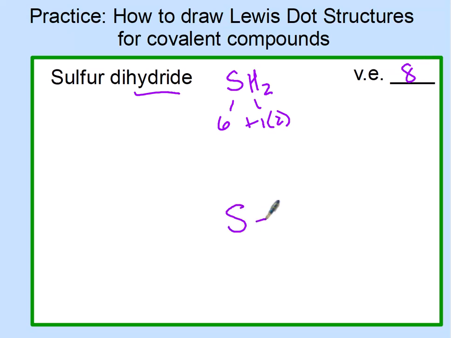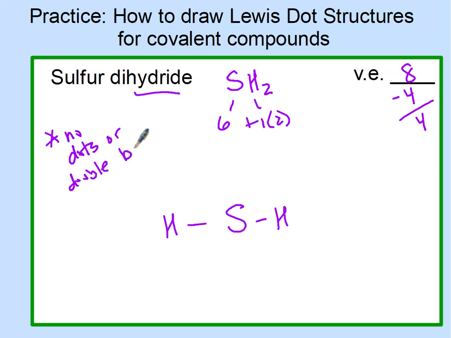Sulfur should go in the middle. We need to subtract 4 electrons because we drew 2 lines. My hydrogen is good with just a line. So again, no dots or double bonds on hydrogen. Hydrogen is good with just the line.